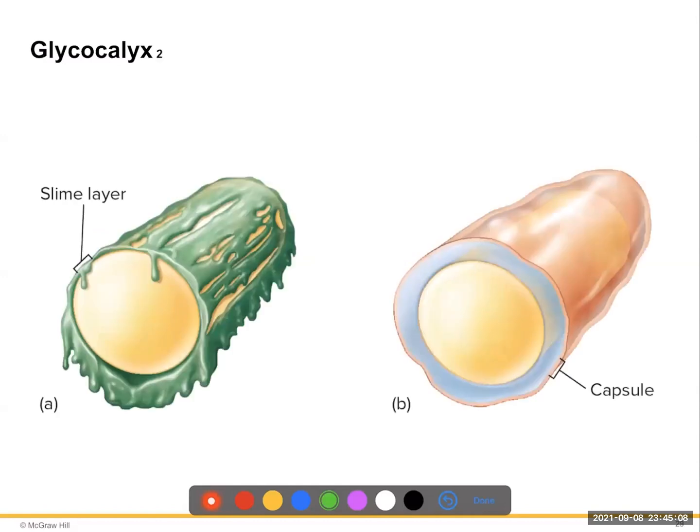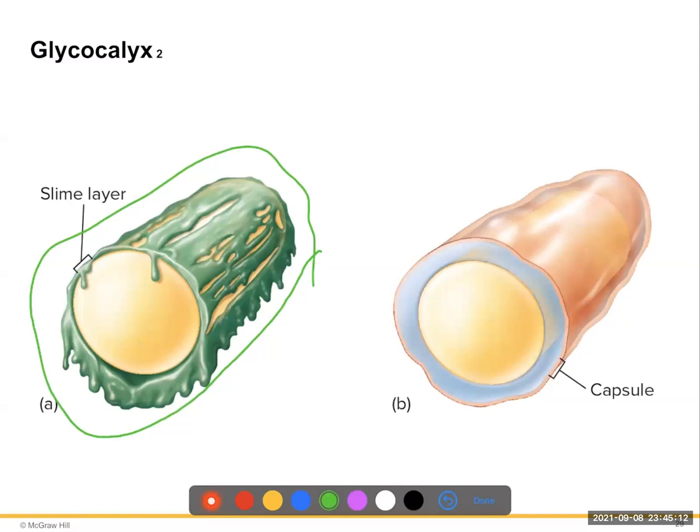This is a slime layer. You can see why it's called a slime layer. You can see it's loosely attached, flows over the cell. This is a capsule, very well defined, a much thicker layer, much more defined layer.